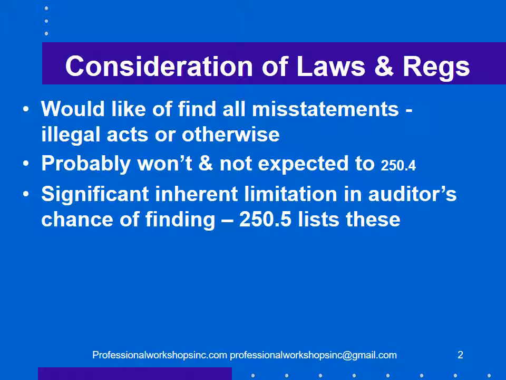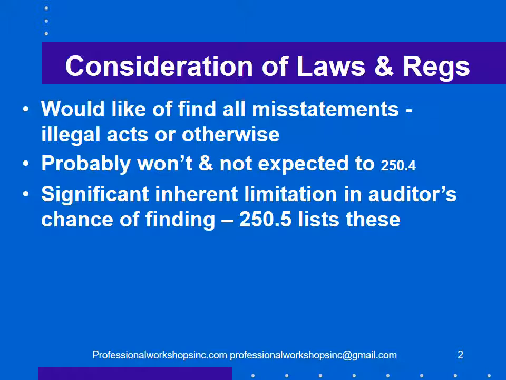shorthand. Now, the auditor would clearly like to find all misstatements, whether they're caused by error or fraud or by an illegal act. And professional standards tell us that there is a possibility that we might miss errors. If we've done the audit in accordance with standards, we still might miss an error. And we are more likely to miss fraud. What the standards tell us about illegal acts is that we probably will not find a misstatement caused by an illegal act, and indeed we're not expected to.